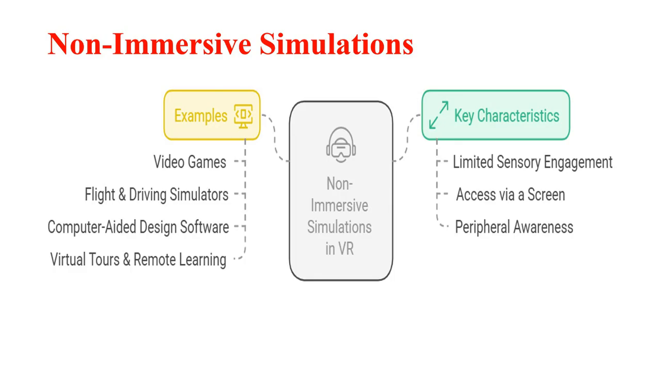Then second is access via screen. Here the user enters the virtual environment through a portal or window. It may be a computer, tablet, or a monitor. Then you have peripheral awareness, where the users maintain awareness of the real world, allowing multitasking between the real and the virtual environments. And examples are video games, flight and driving simulators, computer aided design software, virtual tours, and remote learning. So in virtual tours and remote learning, online museum tours and e-learning platforms will offer interactive 3D environments without full VR immersion.